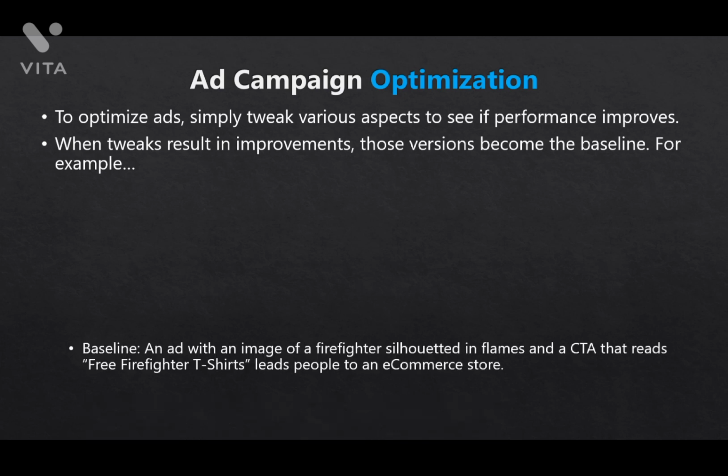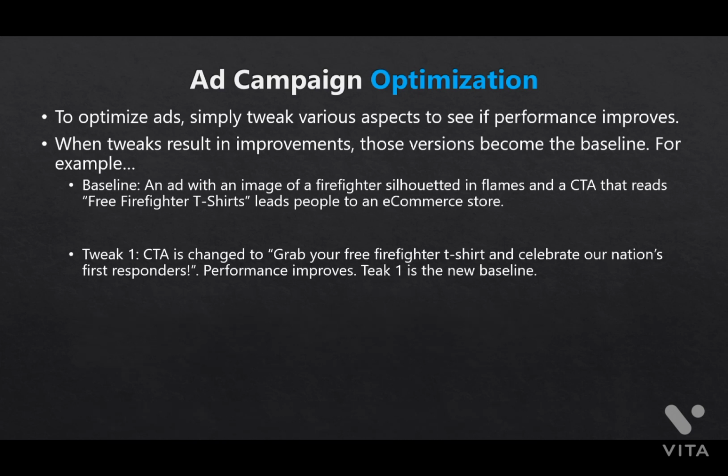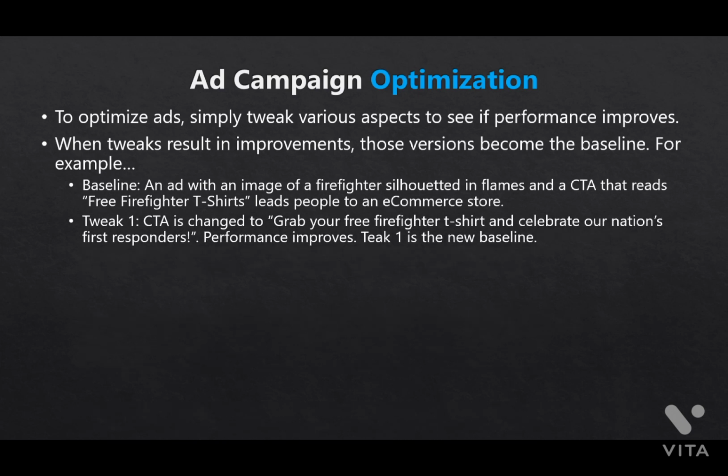For example, let's say you've got an ad campaign for firefighter-themed t-shirt sales, designed to direct traffic to your e-commerce store. You've got an image in your tweet of a firefighter silhouetted in front of some scary flames and textual CTA saying, "Free firefighter t-shirts." The ad is performing worse than you had hoped. For your first attempt at optimization, you might change the call to action and make it a little more wordy. For example, grab your free firefighter t-shirt and celebrate our nation's first responders.